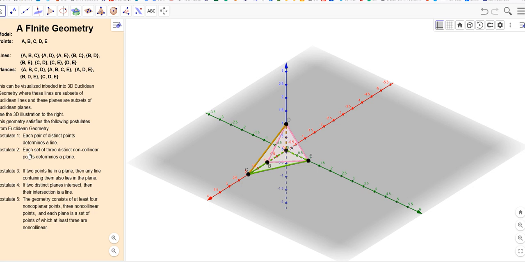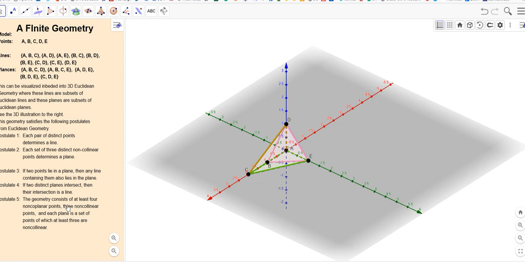Each set of 3 distinct noncollinear points determines a plane. You've got to show that no matter which 3 points you pick, as long as they are not all in a straight line, then there's exactly one plane that contains them. Postulate 3: if 2 points lie in a plane, then any line containing them also lies in that plane. So take any 2 points, find a plane that they're in, and take any line that goes through those 2 points. It needs to be all the way contained in that plane too.